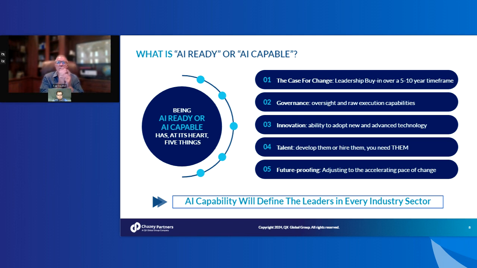Innovation, when we say innovation, we're now going to add some aspects to it that talk about AI specifically, and then talent and future-proofing. And in every industry sector, in the next 5 years, 10 years max, AI capability will really define who is the leader in every industry sector. And Phil, you and I were having a conversation about governance and how ready organizations are to actually govern.